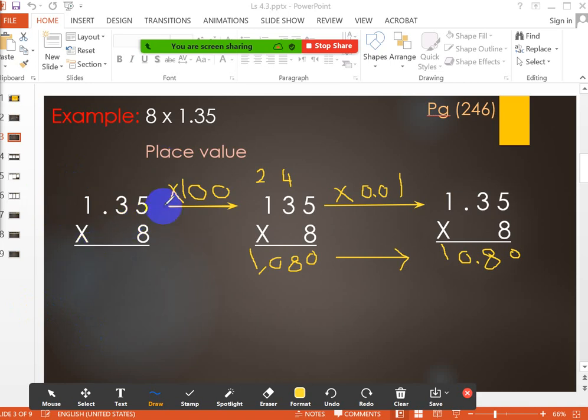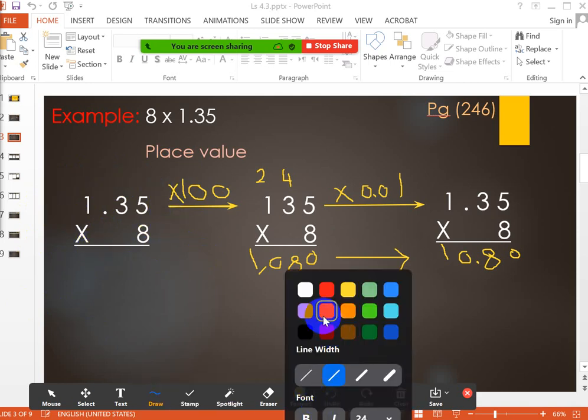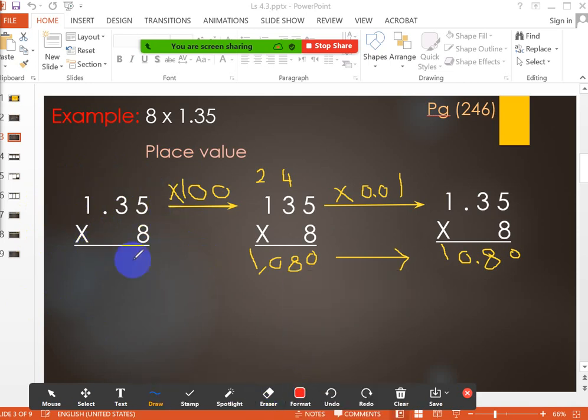Girls, now I want you to focus with me. Now I want to multiply by using regrouping. Look, how I will find the answer. Look.